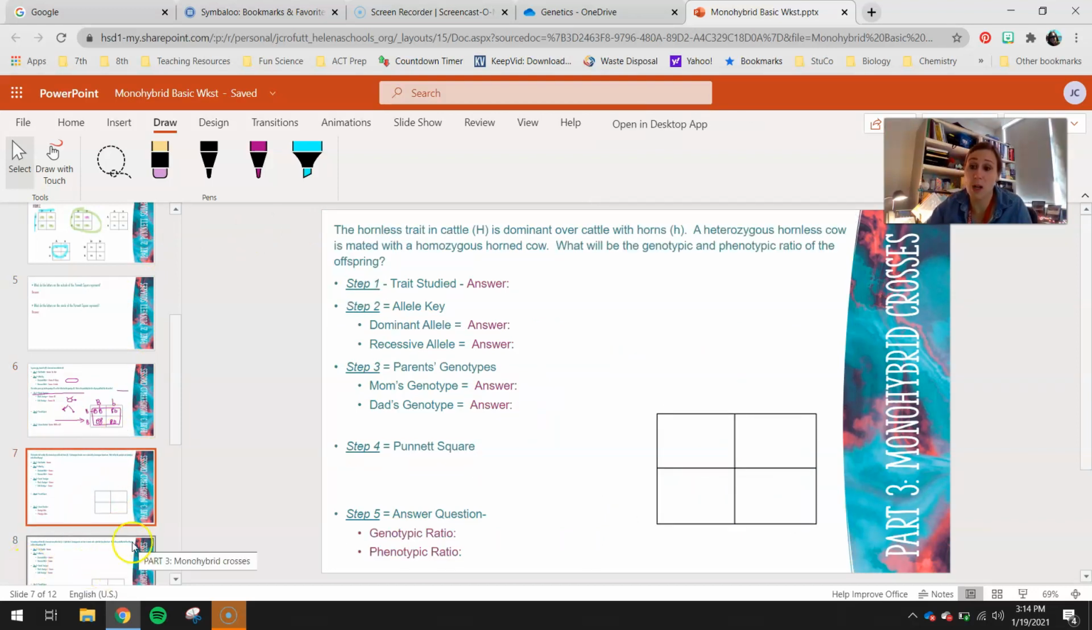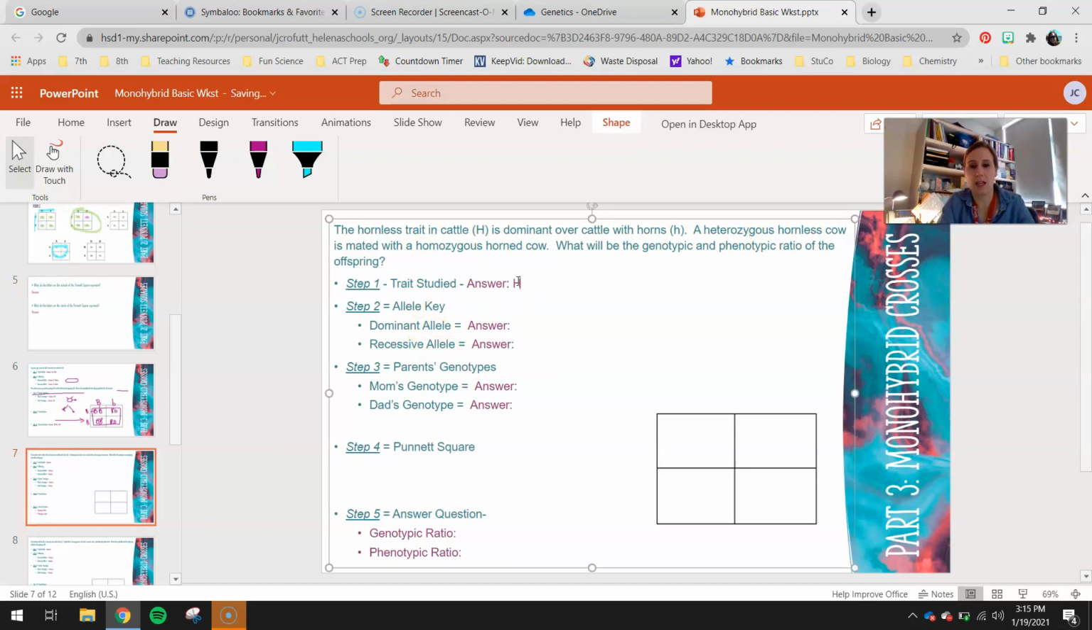So hopefully, if you guys are watching this, you have 2 of these done for you. The hornless trait in cattle, capital H, is dominant over the cattle with horns. A heterozygous hornless cow is mated with a homozygous horned cow. What will be the genotypic and phenotypic ratio of the offspring? So just take this one step at a time.